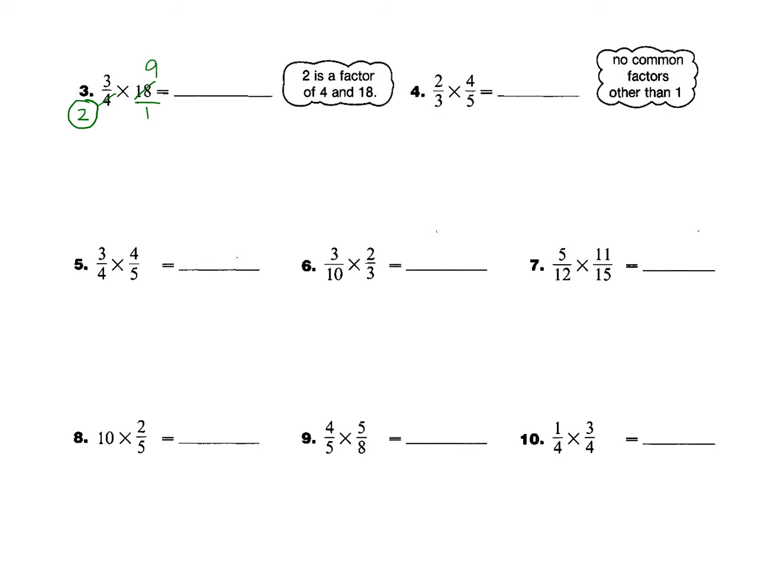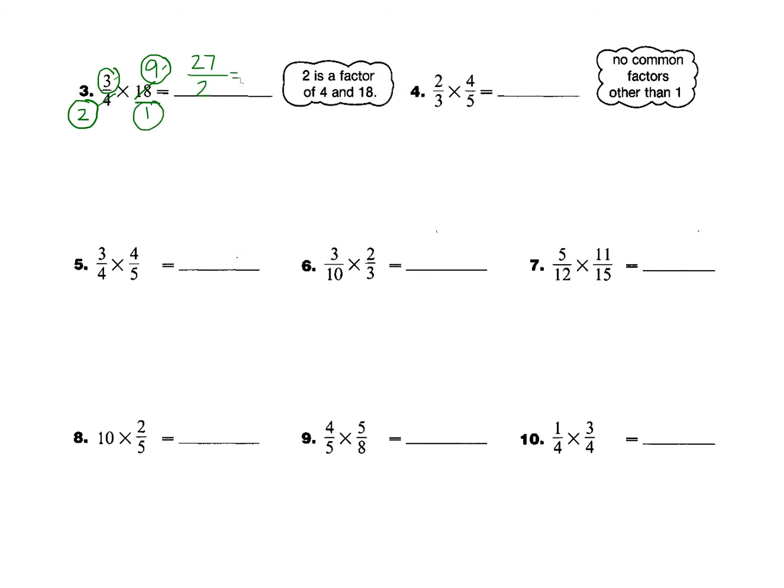You may be tempted to divide by 3 for 3 divided by 3 and 9 divided by 3. However, you cannot reduce horizontally. You can only reduce vertically and diagonally. So we're going to multiply 3 times 9 and get 27, and 2 times 1 equals 2.